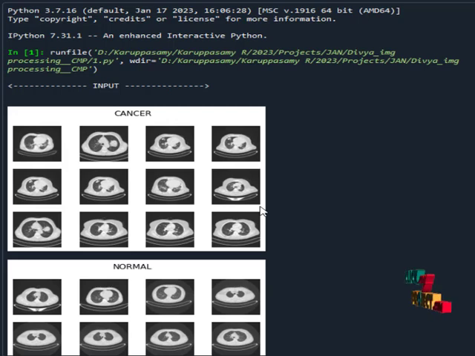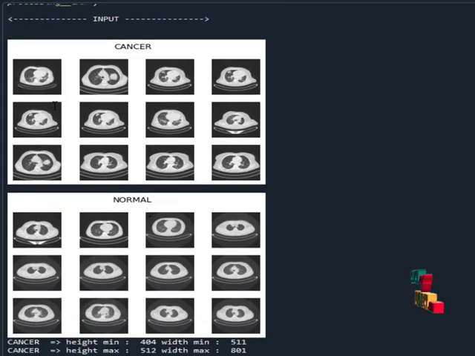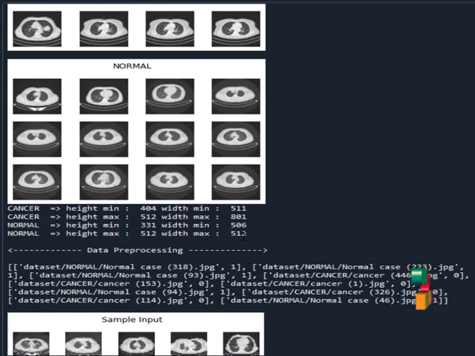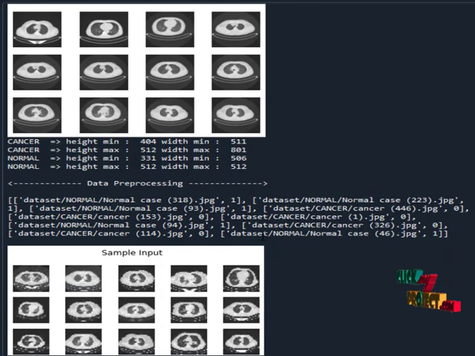Now we are going to discuss our project output. Our first module is the data selection and loading. Our data are in the format of images, and in that data we have two categories. One is cancer and another one is normal. Our first module is the selection of our data set and loading it into our process. First we are going to check the minimum height, maximum height, minimum width and maximum width of both categories, cancer and normal.